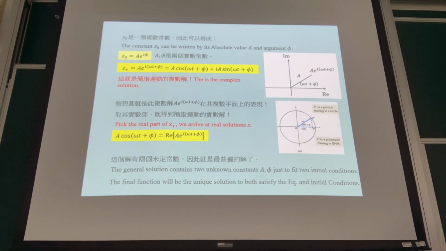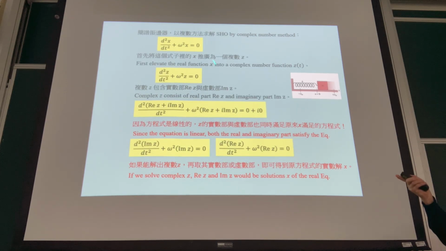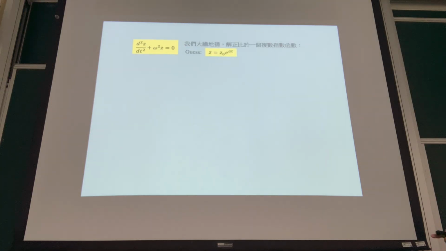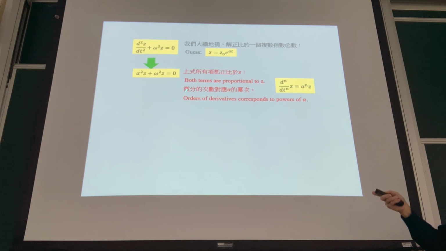So, 20 minutes. I'm going to apply all the procedure here. I outline here. First, I elevate our equation into a complex version, and then I plug in a guess, which is an exponential function of a complex variable, 复数的指数函数. And then with this guess, all the derivatives become powers of alpha. Second derivative is alpha squared. And then the differential equation now becomes an algebraic equation, and you can solve alpha easily.